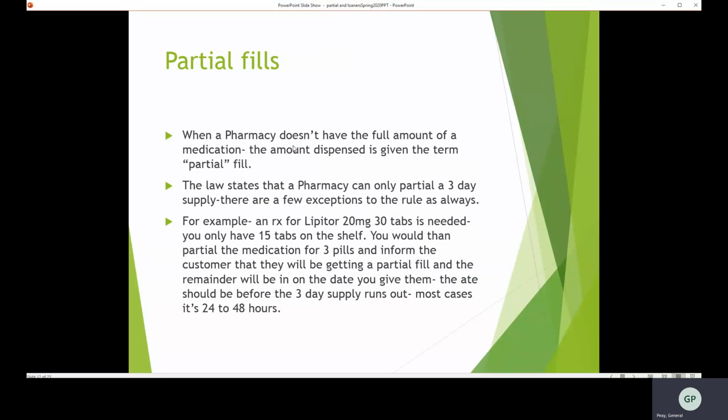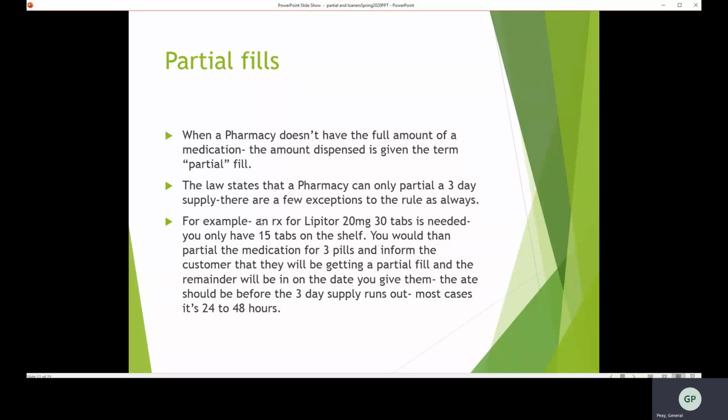The next thing that I want you to know about is partial fills. So this is slightly different. This is more of an inventory issue. When a pharmacy doesn't have the full amount of a medication, the amount dispensed is given the term partial fill. So this is when, for example, a doctor writes for 30 tabs of a medication to be taken once a day, but your pharmacy doesn't have 30 pills to dispense. Maybe they only have 15 tablets.